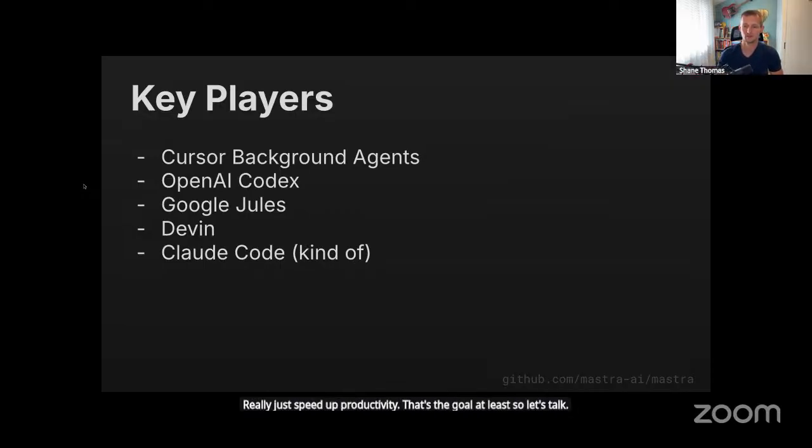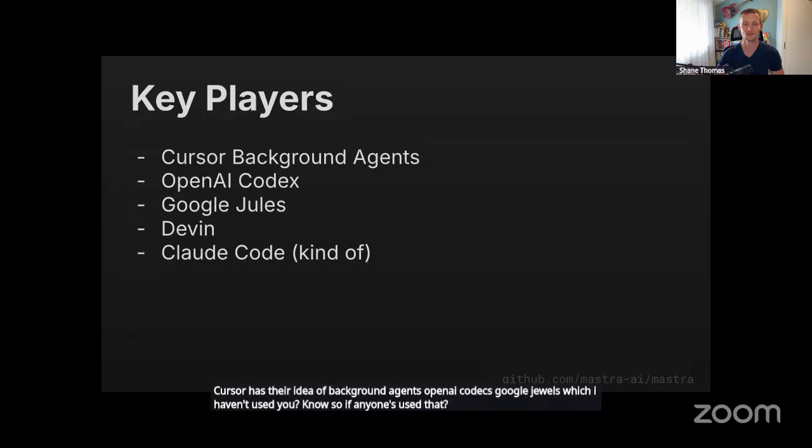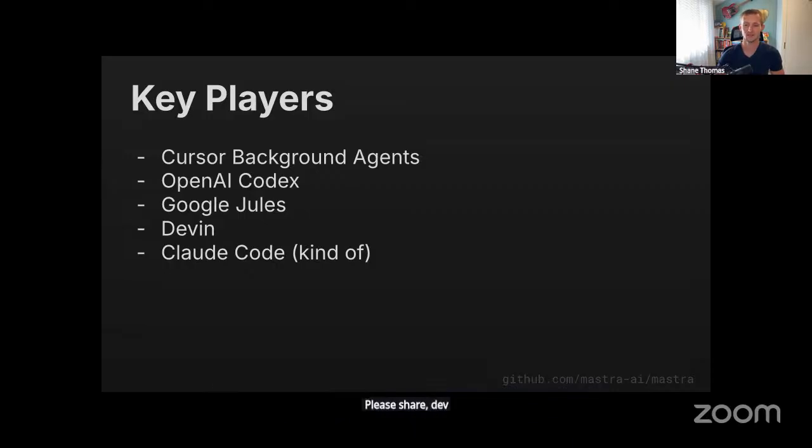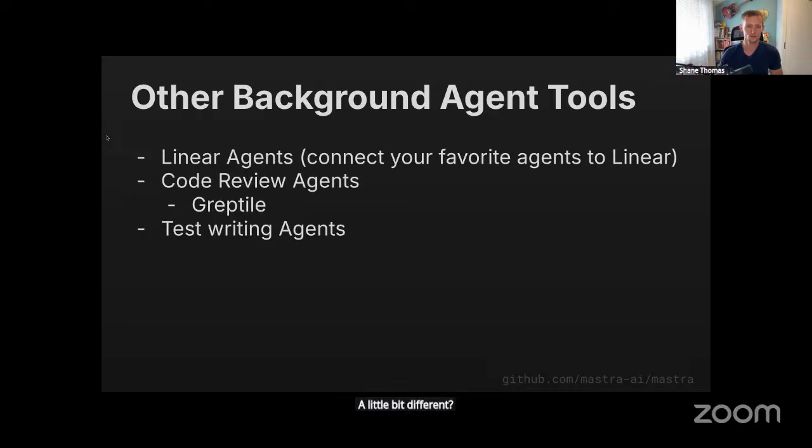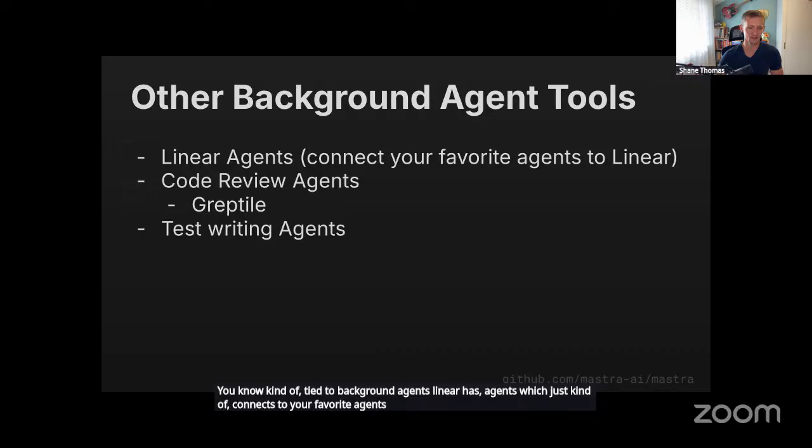So let's talk about the key players. There's probably more than this. Cursor has their idea of background agents, OpenAI Codex, Google Jules, which I haven't used, so if anyone's used that, please share. Devin, and then Claude Code, kind of, because I count it in this category, but it's a little bit different. There are other tools that we can also talk about that are tied to background agents. Linear has agents, which just connects to your favorite agents in Linear, so you can assign them tasks, which is a pretty cool thing.